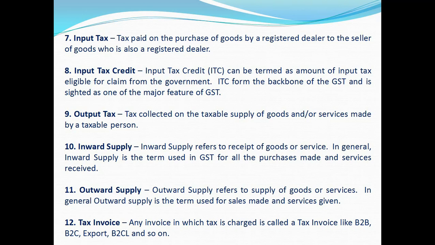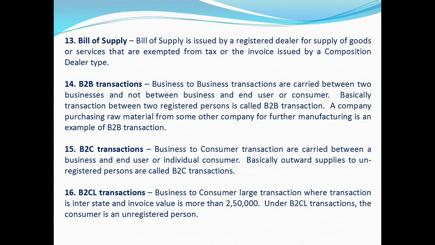Next is tax invoice. Any invoice in which tax is charged is called a tax invoice. It could be B2B, B2C, export, B2CL, and so on. So, any invoice in which tax is charged is called a tax invoice. Next is bill of supply. Bill of supply is issued by a registered dealer for supply of goods or services that are exempted from tax. Basically, if a registered dealer issues an invoice in which no tax is charged or the items are exempted from tax, then it is called a bill of supply. In case of a composition dealer, he will always issue a bill of supply and he is not eligible to issue a tax invoice.